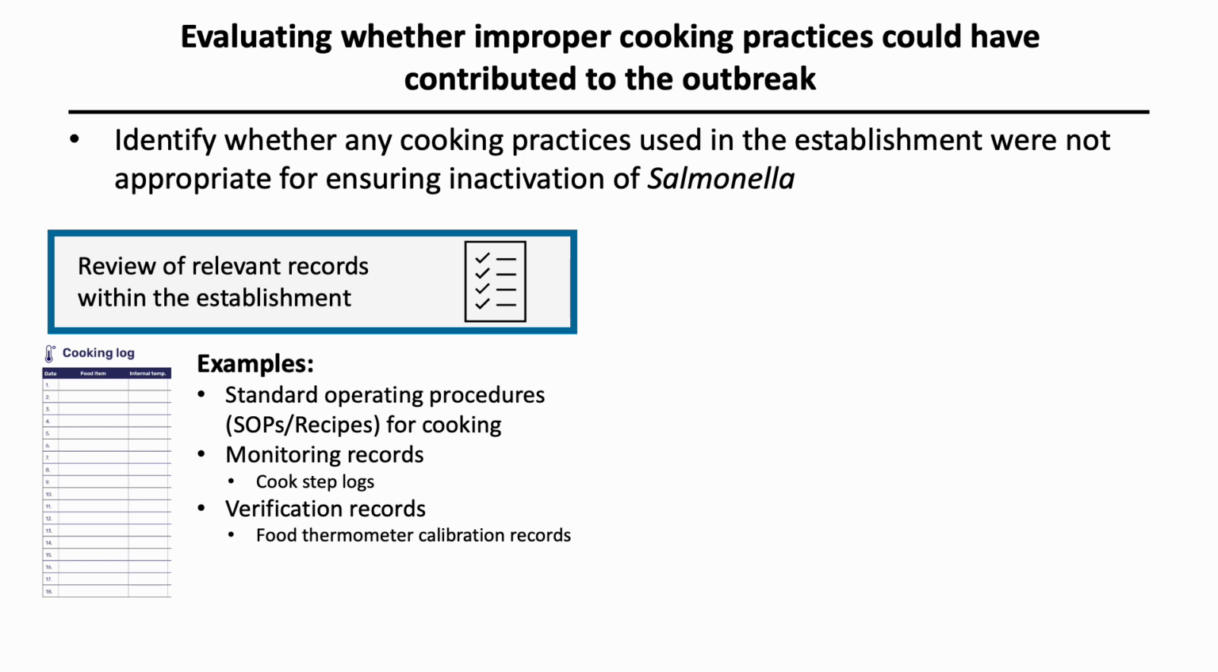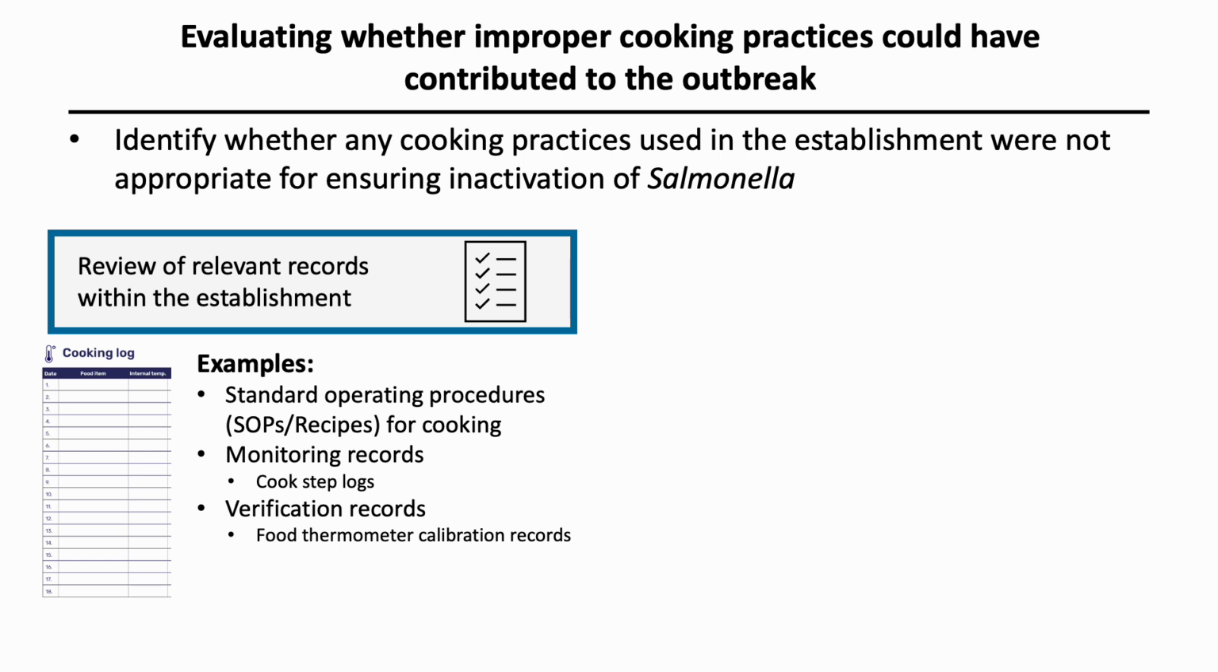This process should include reviewing relevant records in the establishment, such as 1. Standard operating procedures, such as SOPs or recipes, and 2. Documents where monitoring and verification activities are recorded. By reviewing the SOPs, the investigator is making sure cook procedures are appropriate, and by reviewing the monitoring and verification records, the investigator is making sure these cook procedures are consistently being followed.